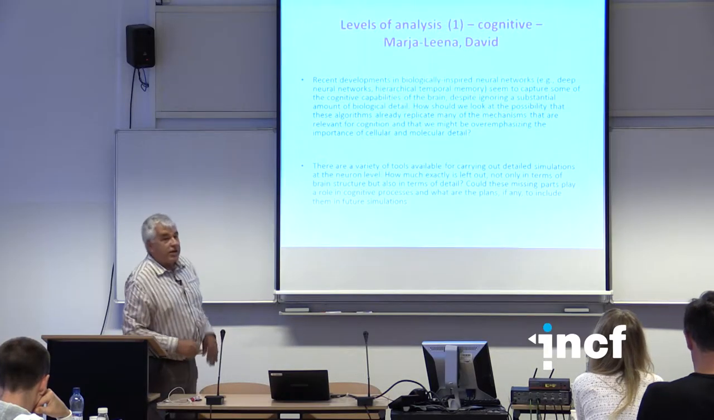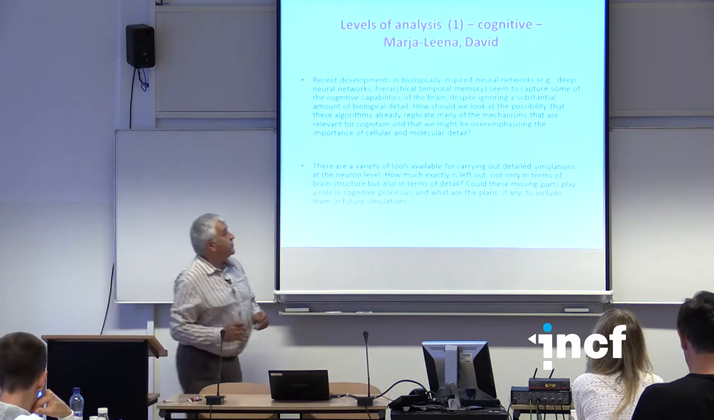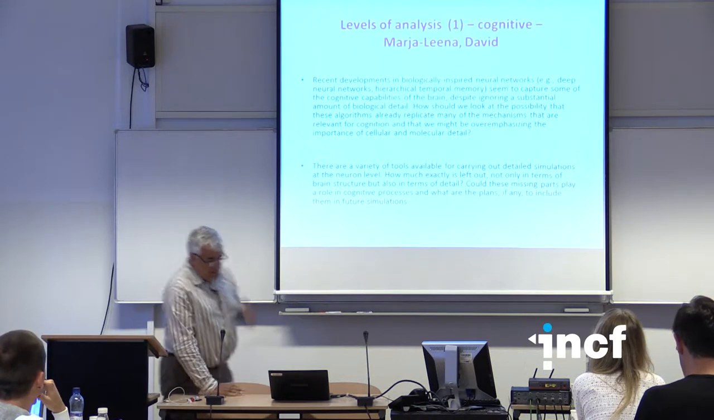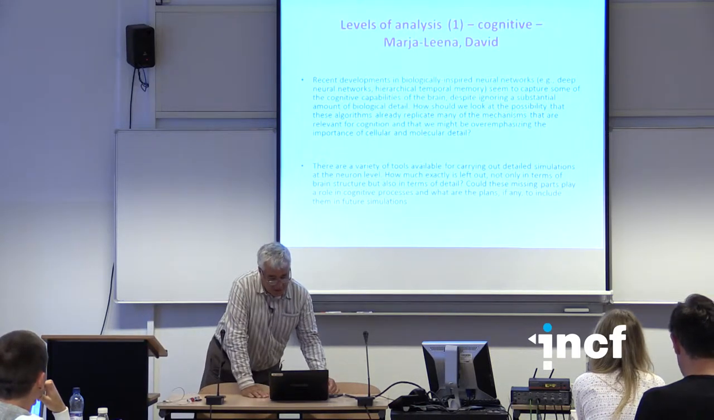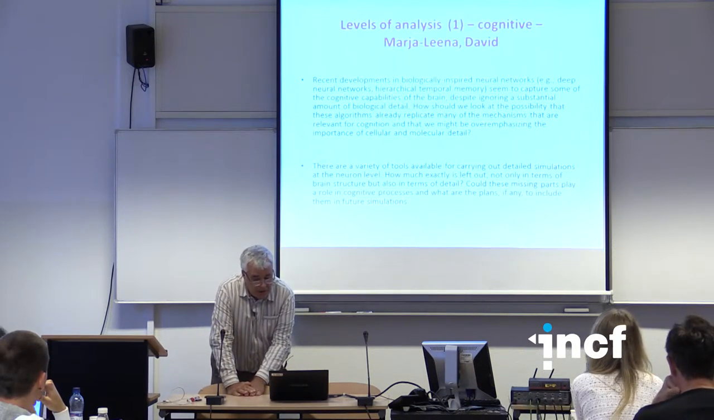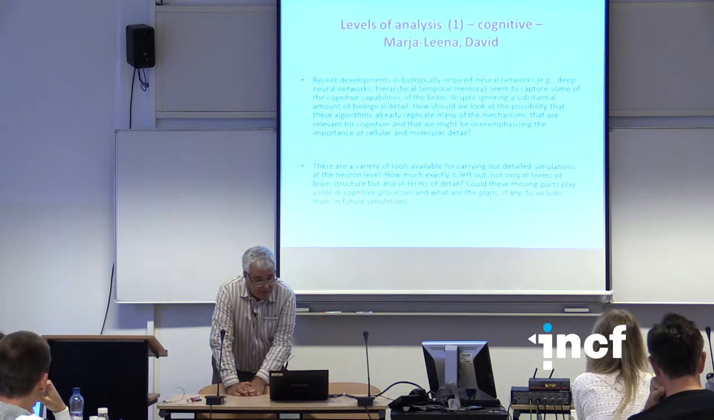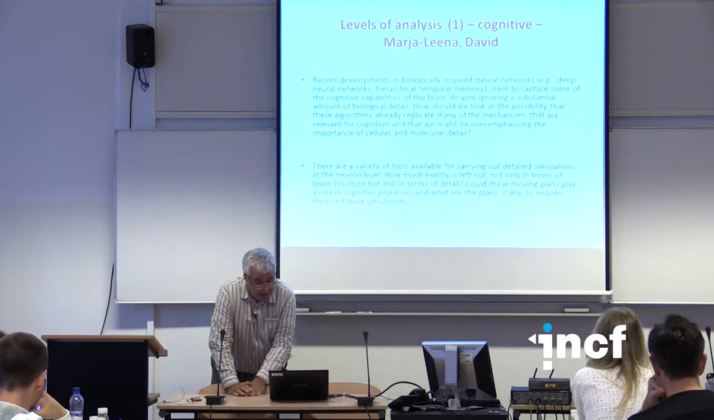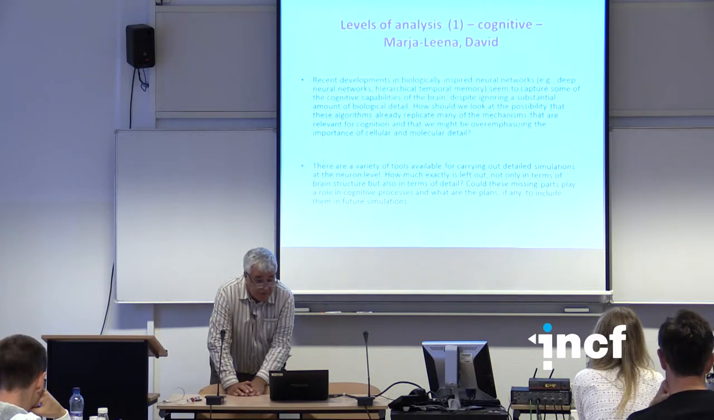This does relate to the question about the biological systems that we just had, and I'll read it here because I can't read without my glasses. So the first question is, recent developments in biologically inspired neural networks seem to capture some of the cognitive capabilities of the brain, despite ignoring a substantial amount of biological detail. How should we look at the possibility that these algorithms already replicate many of the mechanisms that are relevant to cognition, and that we might be overemphasizing the importance of cellular and molecular detail? So that's one question.